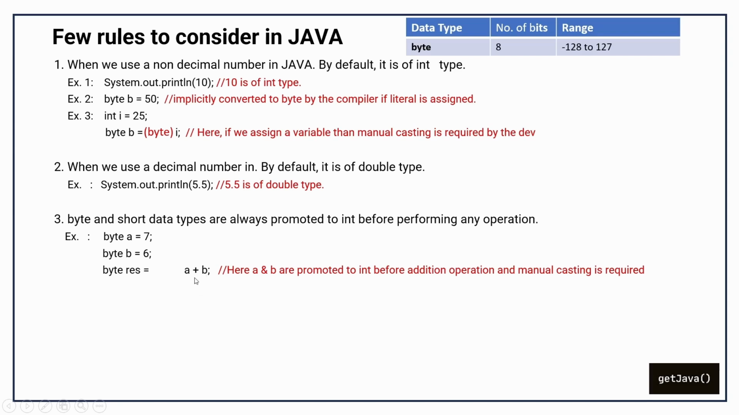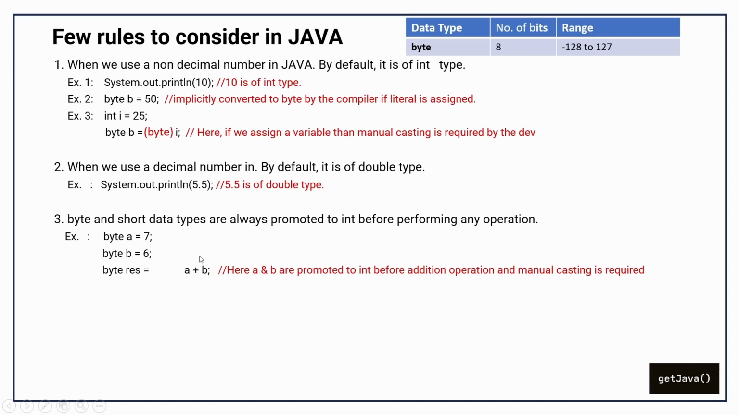Before performing the addition, A will be converted to int data type, B will also be converted to int data type, and then the addition will happen. See, here A and B are promoted to int before the addition operation. So the compiler will take the byte type variable A and convert it to an int type variable. Again, it will take B and convert it to int type, and then the addition will be performed. A plus B, 7 plus 6, that is 13.